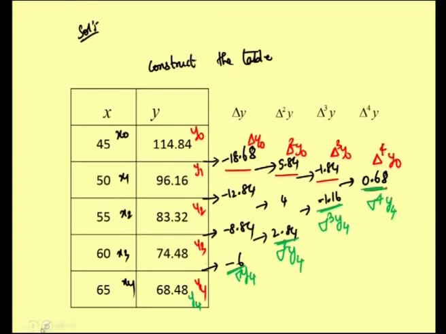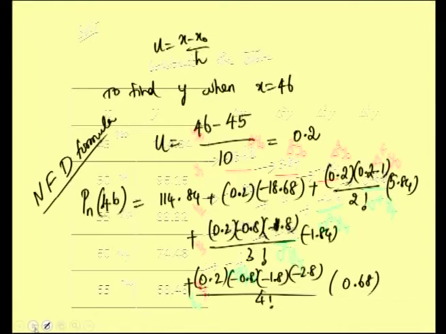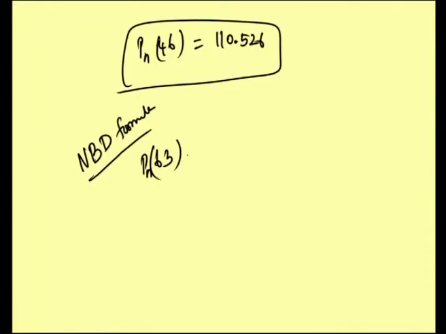And Newton's backward formula can be used to find the y value corresponding to x equal to 63. According to the formula, it is yn. So, before that we need to calculate what is v. V is x minus xn by h, and x is 63, xn is the last x value, 65. So 63 minus 65 divided by h, and h is 5. This v value comes to be equal to minus 0.4.